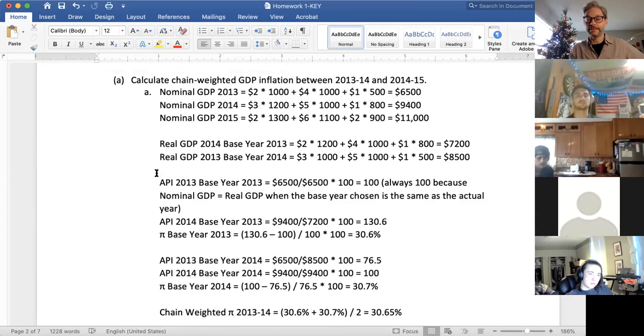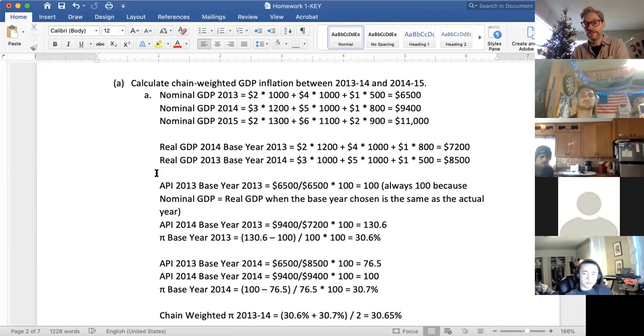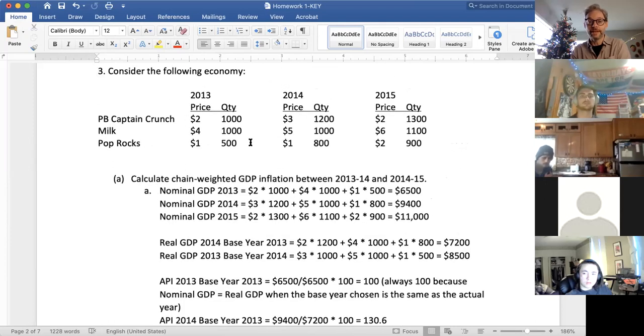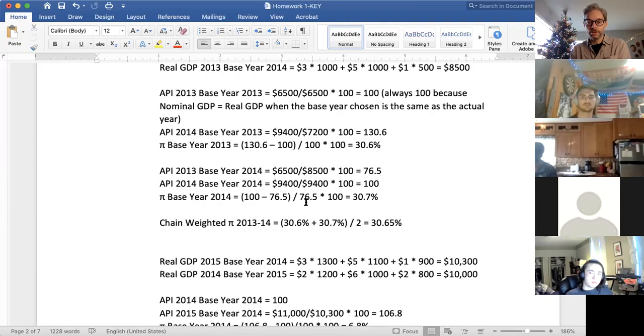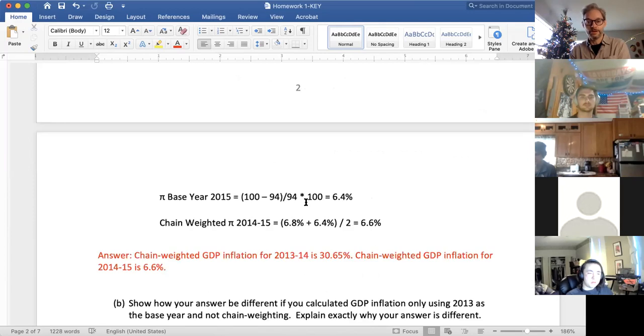Of course, the key to chain weighting is you have to do this twice, right? You first have to calculate the inflation rate between 2013 and 2014 using 2013 as a base year. Then you have to do the same thing using 2014 as the base year, right? So anyway, I'm just going to let you look through my answer on your own time.